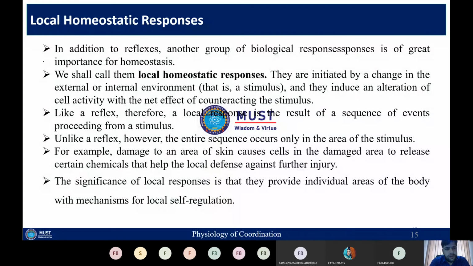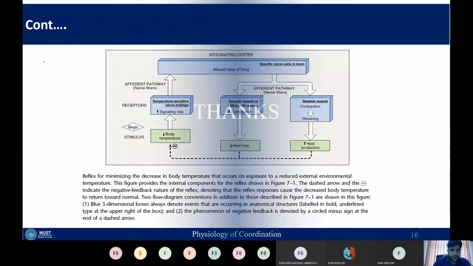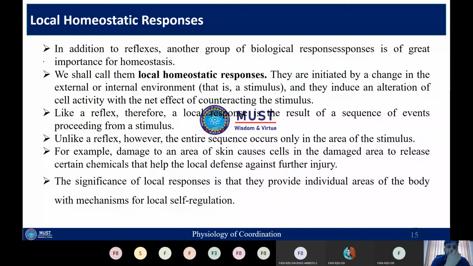Now we are moving to the local homeostatic response. If you look at it, in addition to the reflex, there is another group of biological responses that is also very important, called the local homeostatic response. In a local homeostatic response, the changes are initiated by a change in the external or internal environment, called the stimulus, and that stimulus induces an alteration of cell activity with the net effect of counteracting the stimulus.